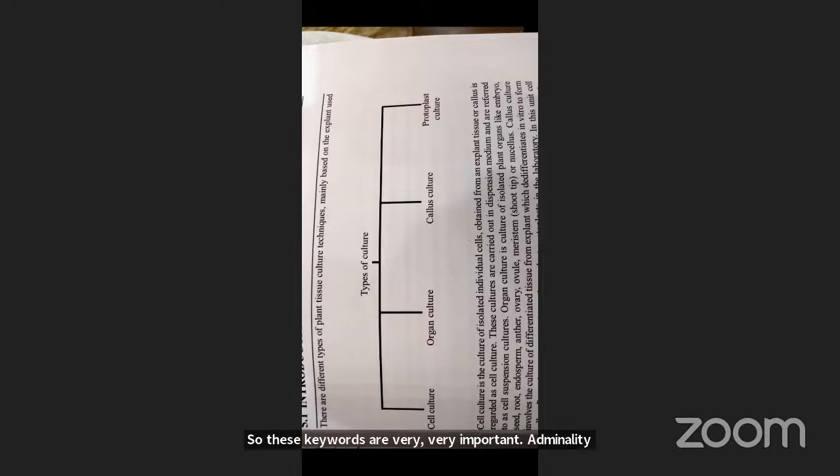Now the next one, types of tissue culture. In unit 5, types of tissue culture. There are different plant tissue culture techniques, based on the explant used. They are cell culture, organ culture, callus culture, and protoplast culture.